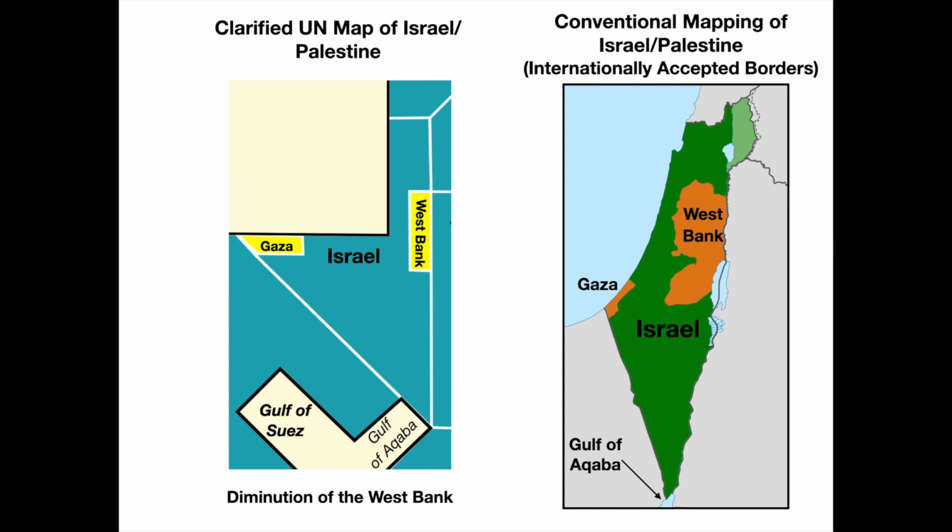I have simplified and clarified this map to show you how the UN maps it and contrast that with a conventional map. And one point I want to get across here is the diminution of the West Bank. You can see the West Bank has been reduced to a territory about the size of Gaza. In actuality, it is vastly larger. Or just compare the size of Israel with the size of the West Bank in the UN mapping scheme.